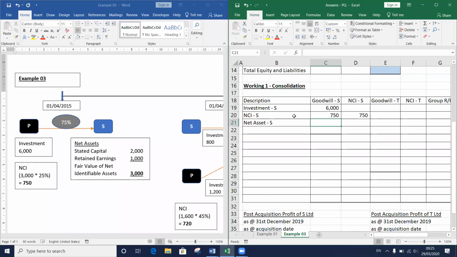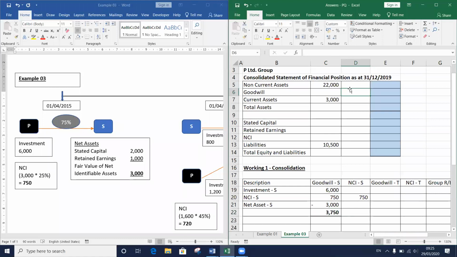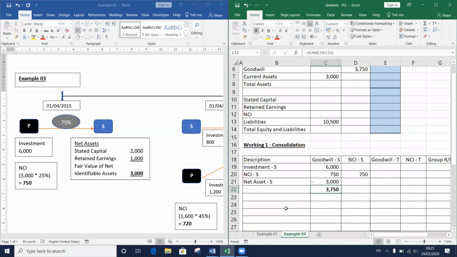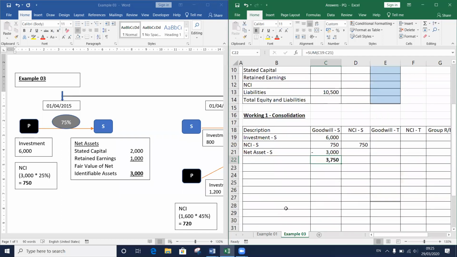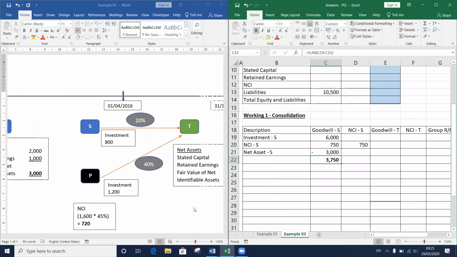We need to deduct the value 3000. So it means through the acquisition of S, we have generated a goodwill of 3750. Right? S acquire කරගන්න නිසා අපිට 3750ක නැත්නම් අපේ group එකට 3750ක goodwill එකක් generate වෙලා තියෙනවා. Right. Then we need to move for the second acquisition, right?